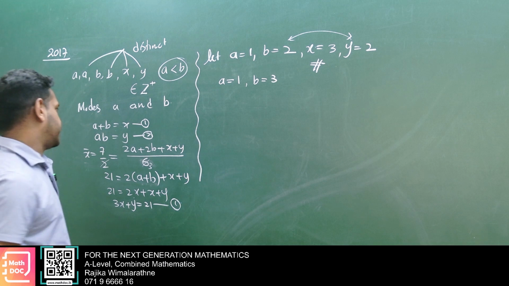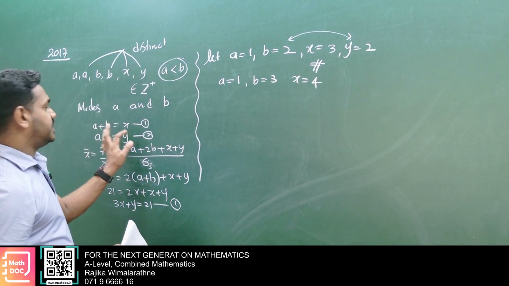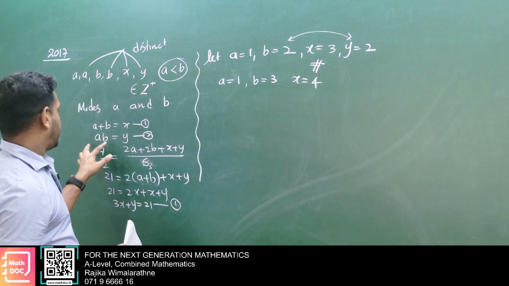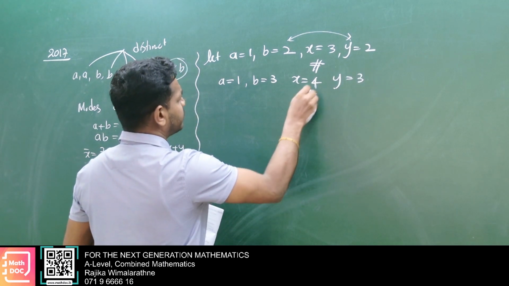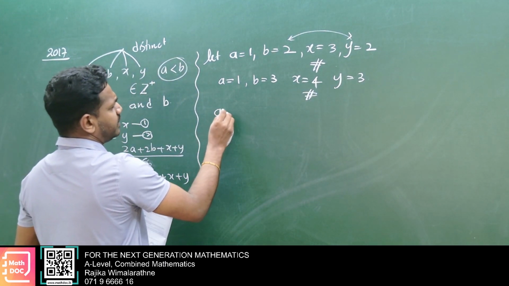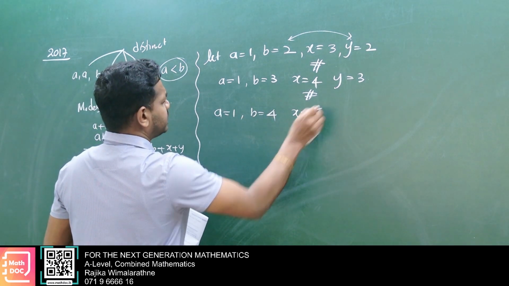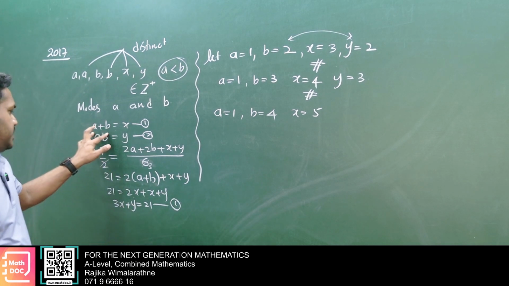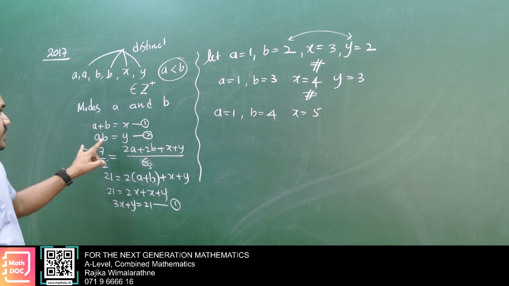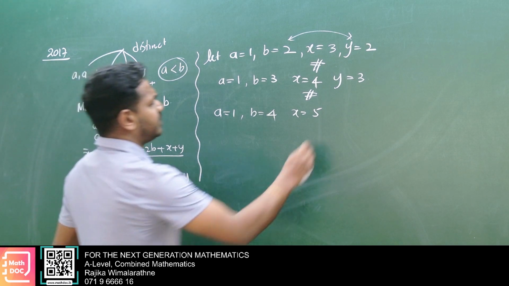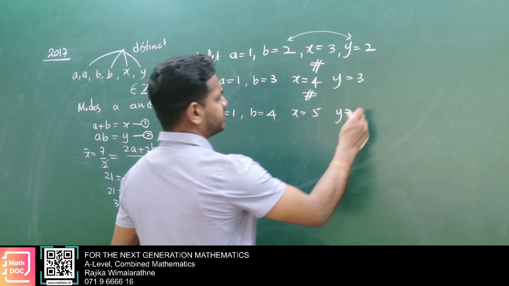A equal 1, B equal 3, then x equal 4. A plus B, then AB equal 3, then y equal 3. That is also wrong. Then A equal 1, B equal 4, x equal 5. Then y, AB equal 4. That is possible.